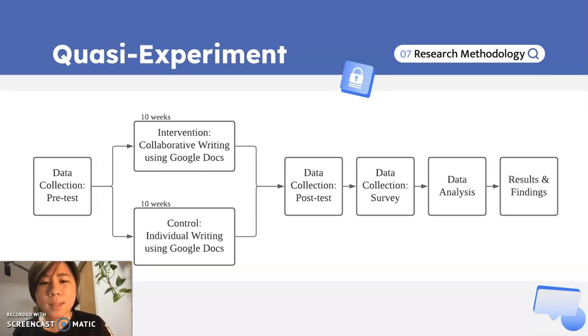So after 10 weeks, there will be another data collection phase whereby the post-test results will be collected. So students will be assessed again based on their writing achievement, and then the survey will be collected again for the motivation and also engagement. Finally, the data will be analyzed and the results and findings will be concluded.